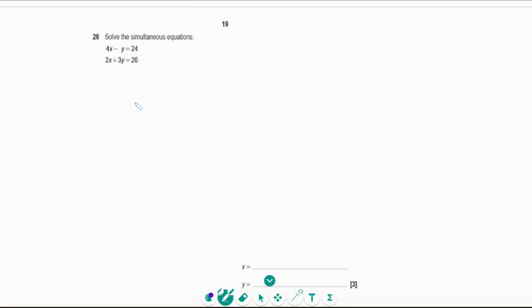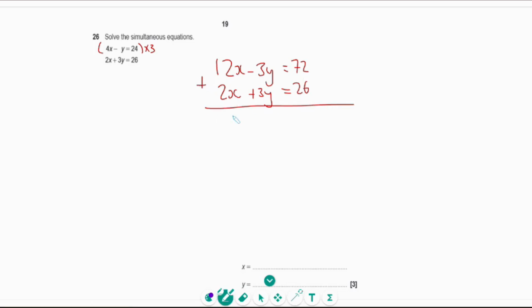Solve the simultaneous equations. Well, I look to see the y's the same. They're not. But if I times this top equation by 3, the y's will be the same. Now the y's are the same, I need to make a decision to add the equations or subtract. We have different signs, a minus and a plus, so I need to add to eliminate y. 12x plus 2x is 14x. Minus 3y plus 3y is nothing, disappears, cancels out. 72 plus 26 is 98. Divide both sides by 14, gives me x is 7.